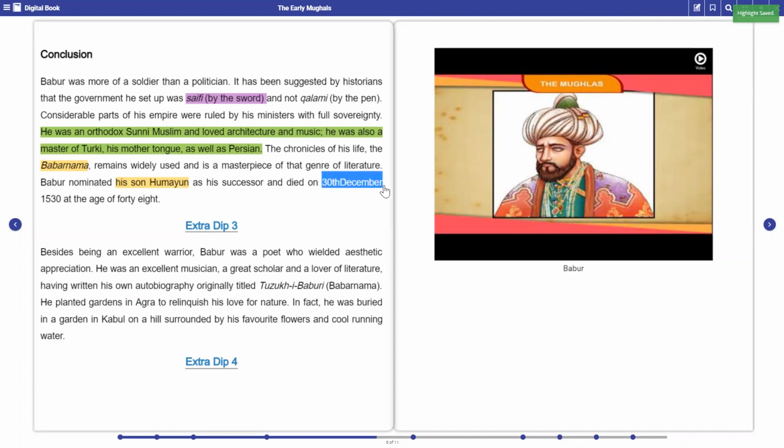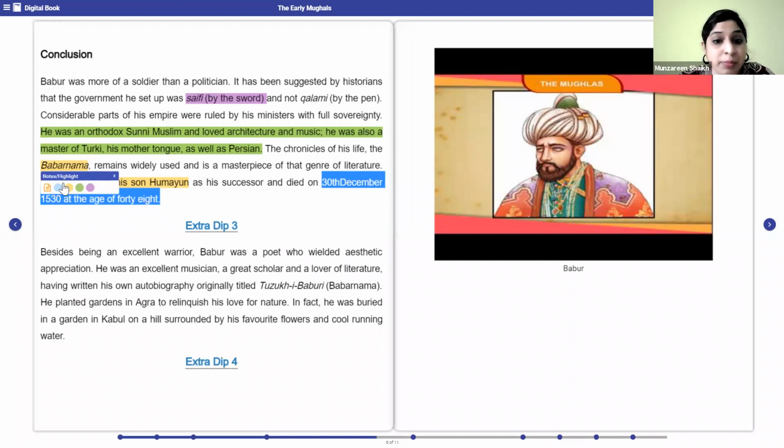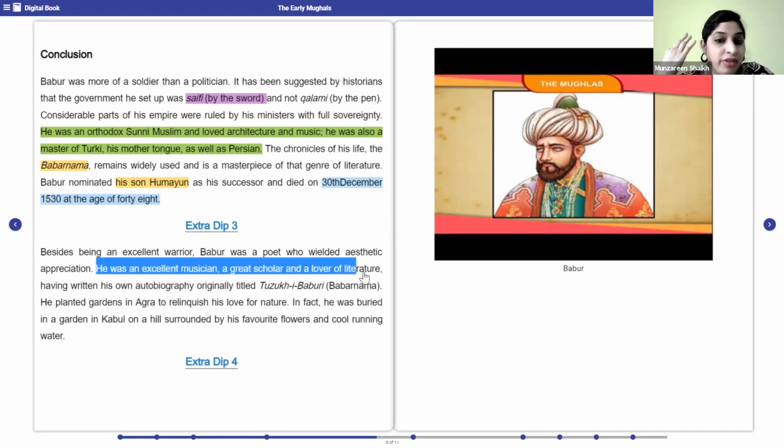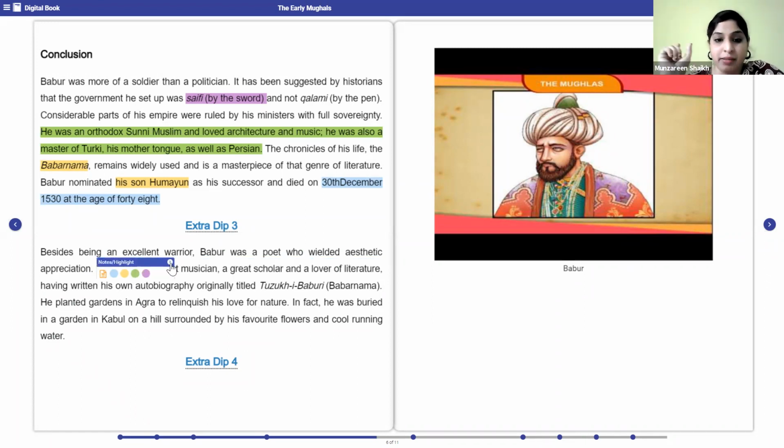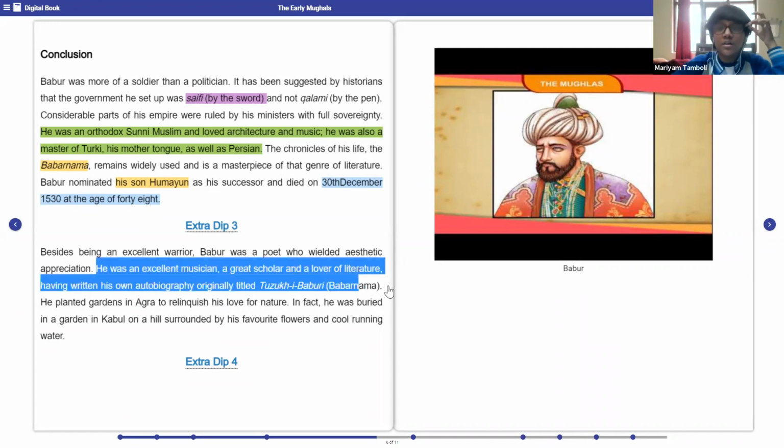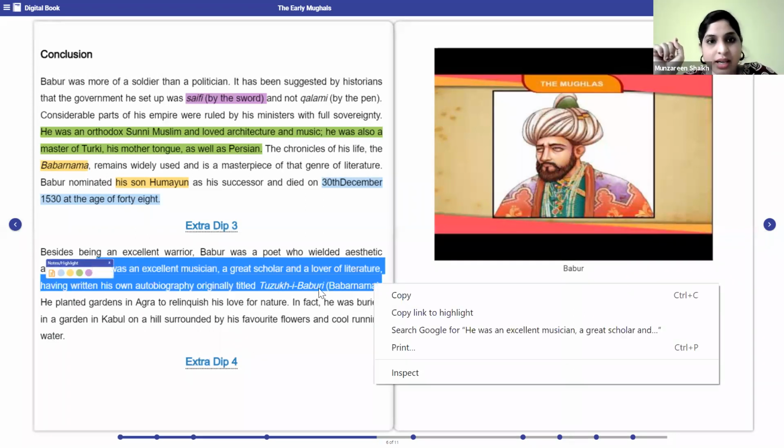Besides being an excellent warrior, Babur was a poet who wielded aesthetic appreciation. He was an excellent musician. Underline, he was an excellent musician. He was a great scholar. He was a lover of literature. And he had written his own autobiography, which was called Tuzuk-i-Babari, that is Baburnama. Underline this entire sentence. It is very important. So these show all his qualities.